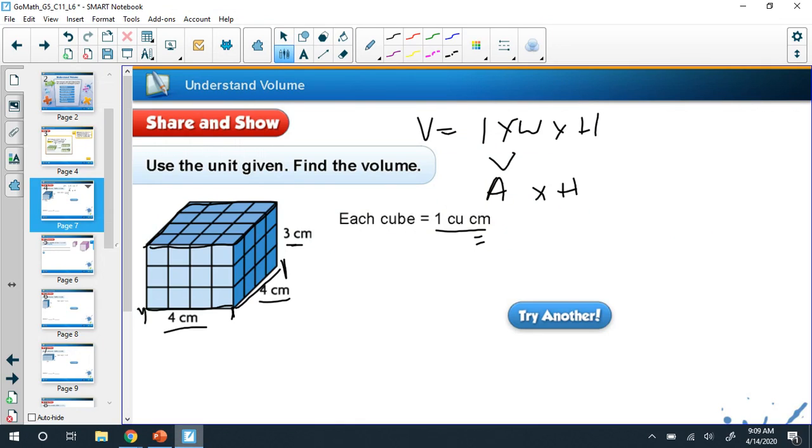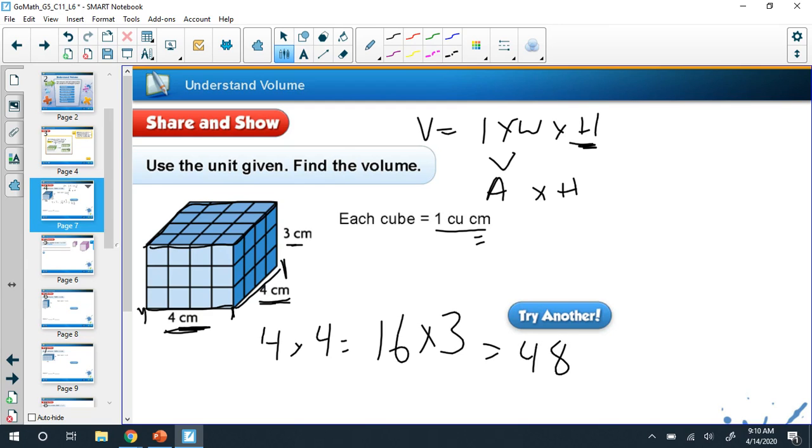So back to this idea here, right? We multiplied the length times the width. We found that the area of our base was 4 times 4, and that equaled 16, and then we just multiplied the area of our base times the height, and 16 times 3 is, as we just said, 48.